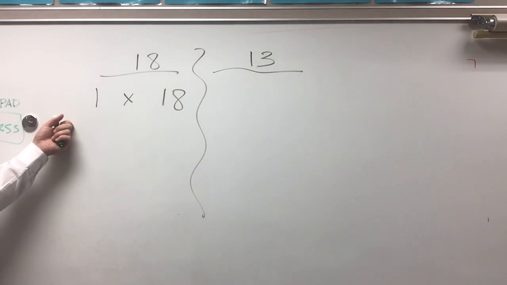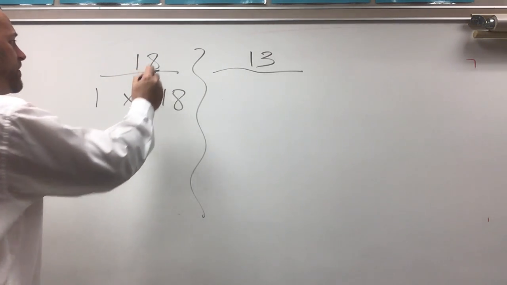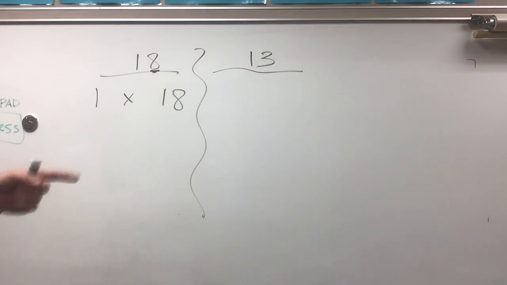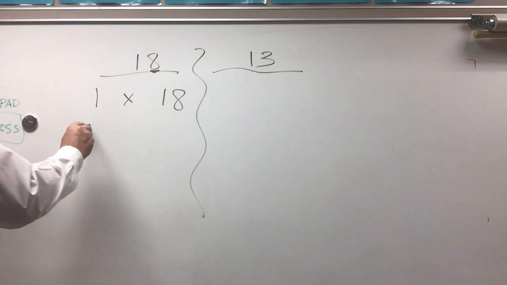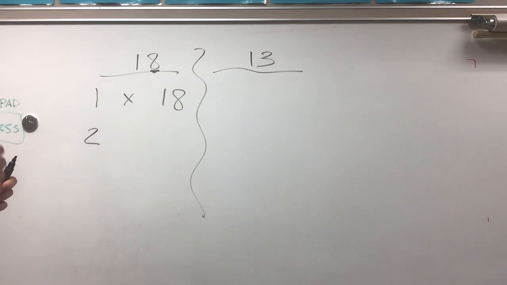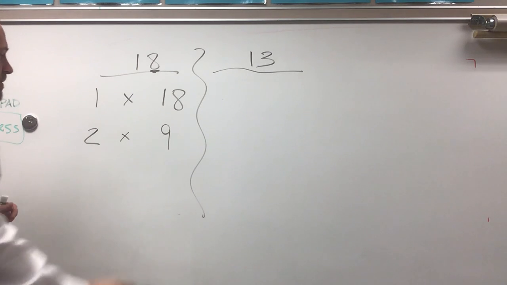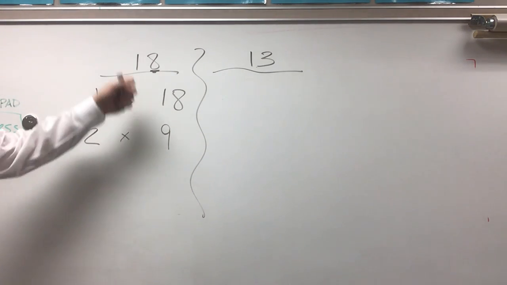Are there any more? Well, I know a good trick is check and see if it's odd or even. If it's even, what's definitely a factor? Yeah, 2 is going to be a factor. So let's count by 2's. 2, 4, 6, 8, 10, 12, 14, 16, 18. There's 9 of them there. So 2 times 9 gets you 18.